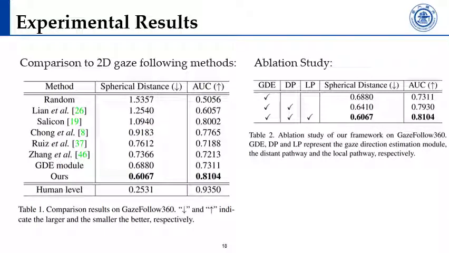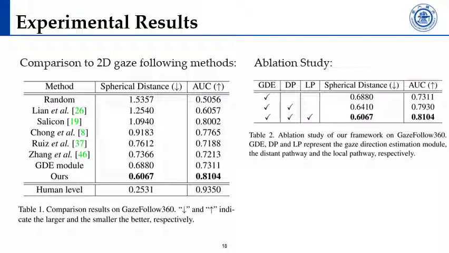Here we show the experimental results. You can see that our method achieved significant improvements over previous 2D gaze following methods, which shows that detecting gaze targets in 360-degree images requires 3D information. So the assumption used in the 2D gaze following methods is no longer proper here.